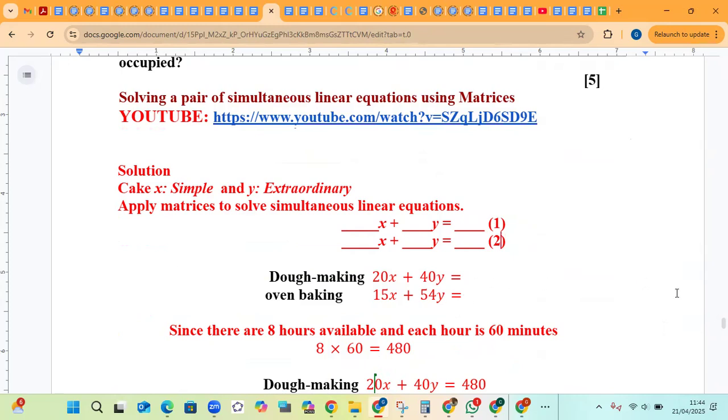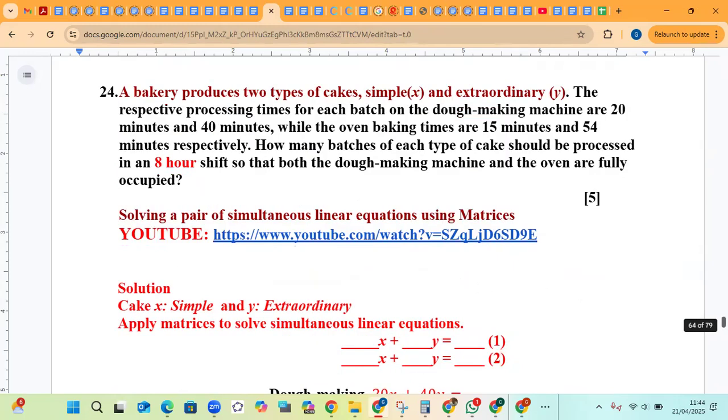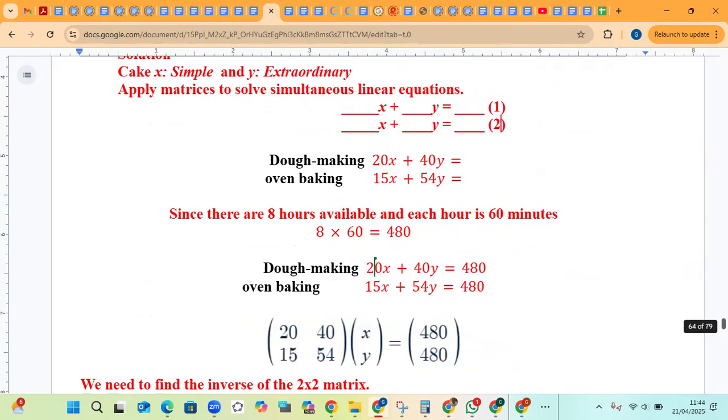Now, how much time do we have? What is our constraint? We are constrained to an 8-hour shift, and the times above are given in minutes, so we have to convert 8 hours to minutes, and we just simply have to multiply by 60, because 60 minutes make an hour. So they both are constrained to 480 minutes. So here we have our two equations, equation 1 and equation 2.